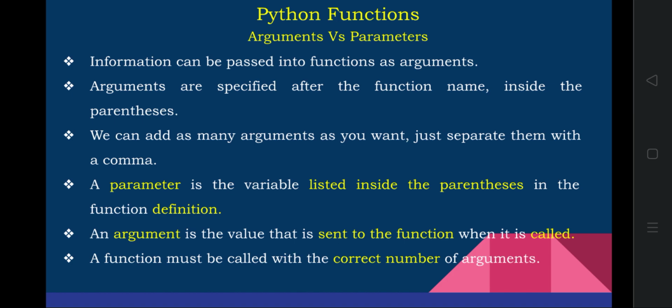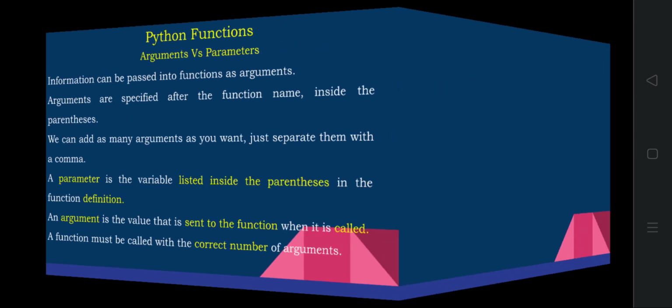If you use one or more than two, if the number of parameters does not match, then it will be an error in the calling of the program. So that's all about the arguments and parameters. Now let us see the types of the functions.